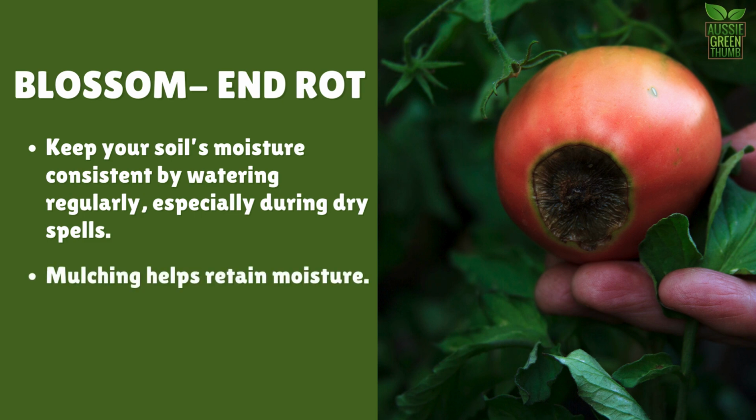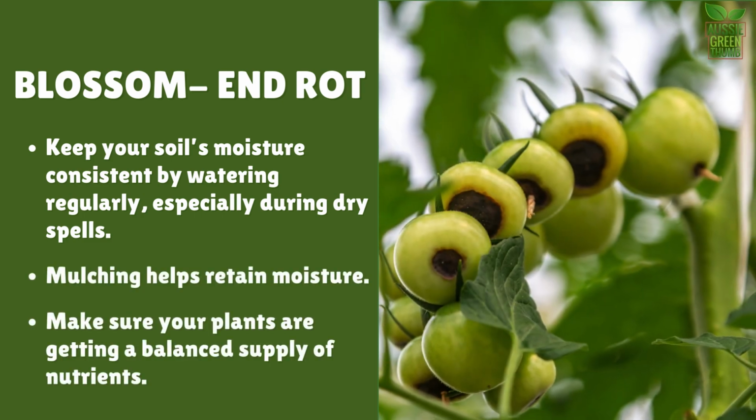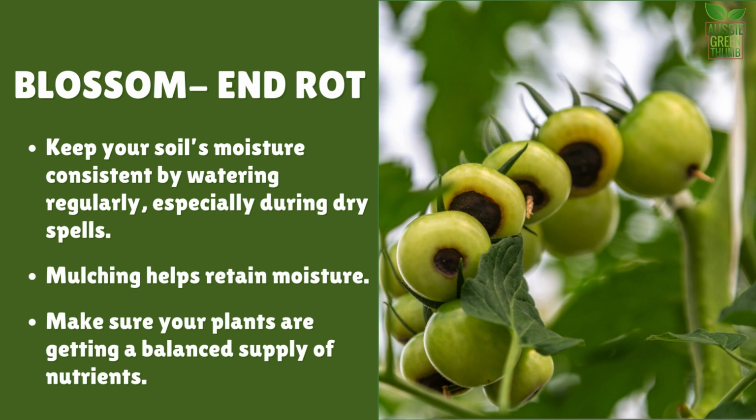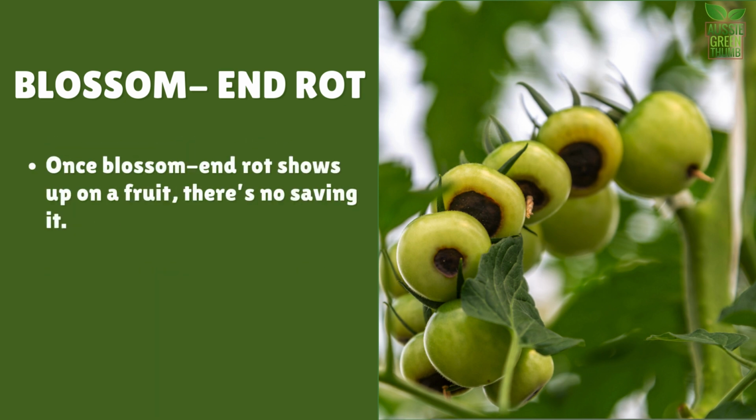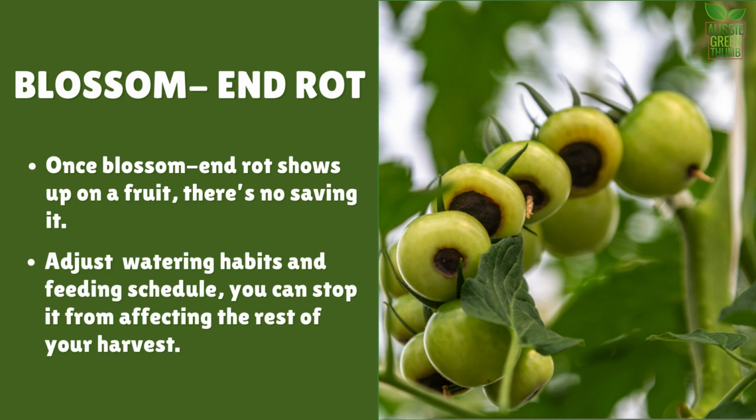Mulching helps retain moisture and make sure your plants are getting a balanced supply of nutrients. Unfortunately, once blossom end rot shows up on a fruit, there's no saving it. But by adjusting your watering habits and feeding schedule, you can stop it from affecting the rest of your harvest.